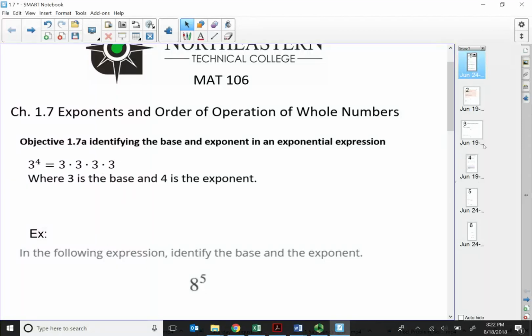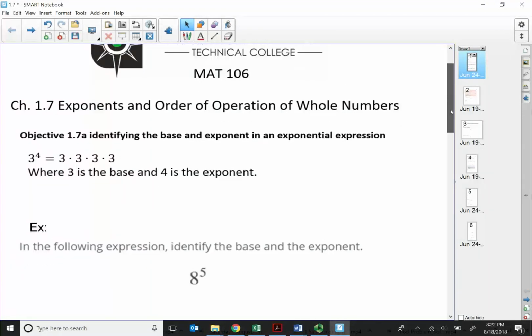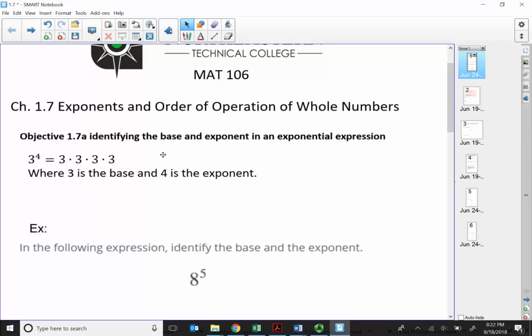As you can recall, an exponent is simply referring to multiplying a number by itself so many times. So if I have 3 to the fourth power, the fourth power, the exponent, means my base 3 will multiply itself 4 times. So 3 is the base, 4 is called the exponent. And I'm going to go ahead and introduce this.